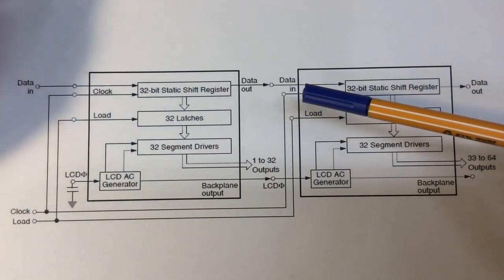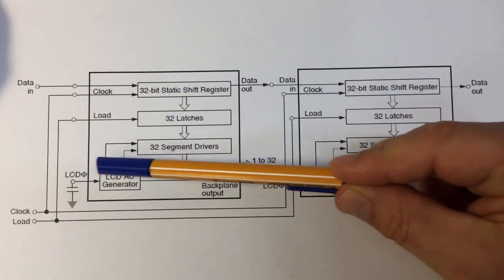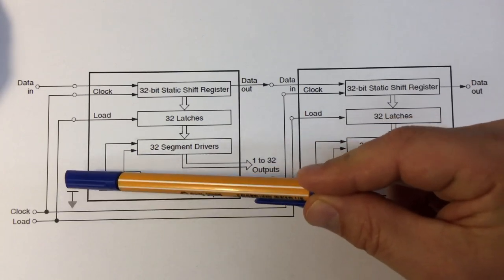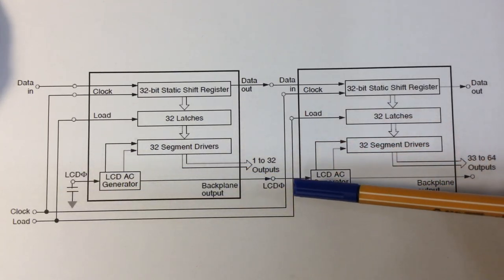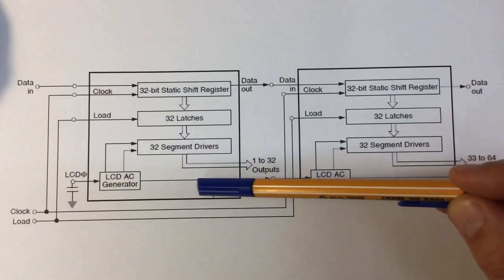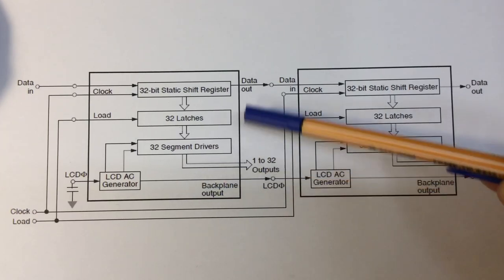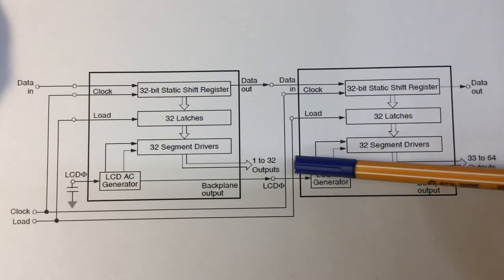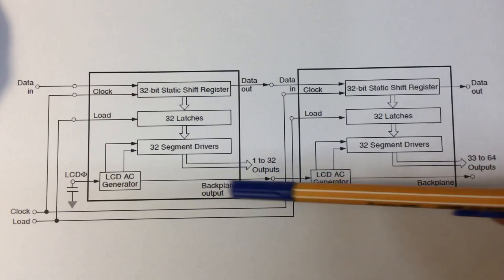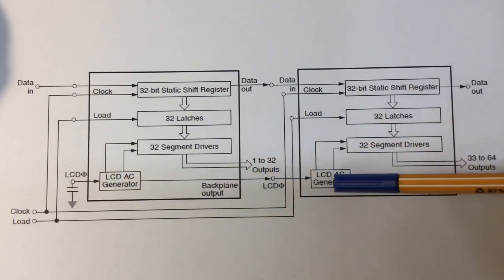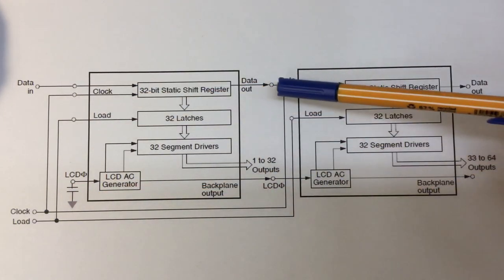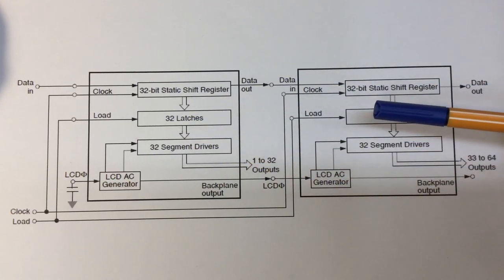Also to note here, the AC generator of the first chip, the frequency is determined by the external capacitor, but you can simply daisy chain the backplane output of the first chip into the LCD input, where normally the capacitor is, of the next chip, and so on. Yeah, and your clock and load line, you have to feed that, of course, to each of the chips.